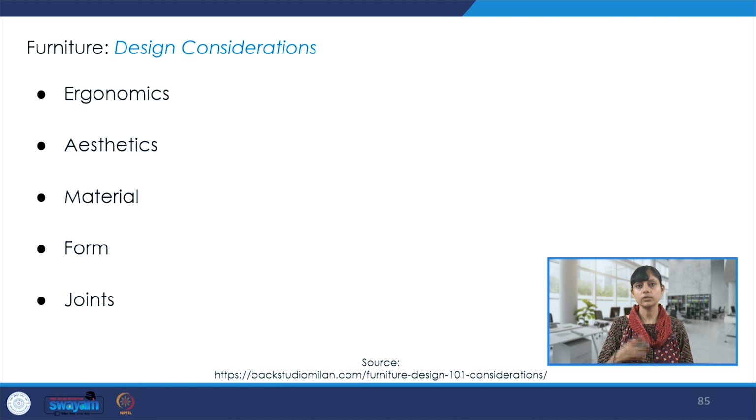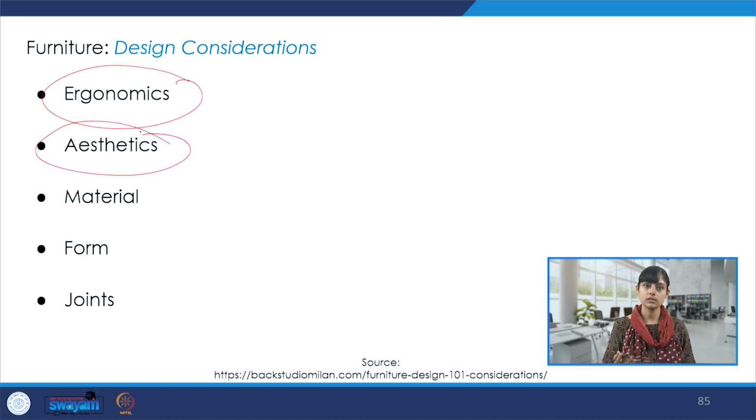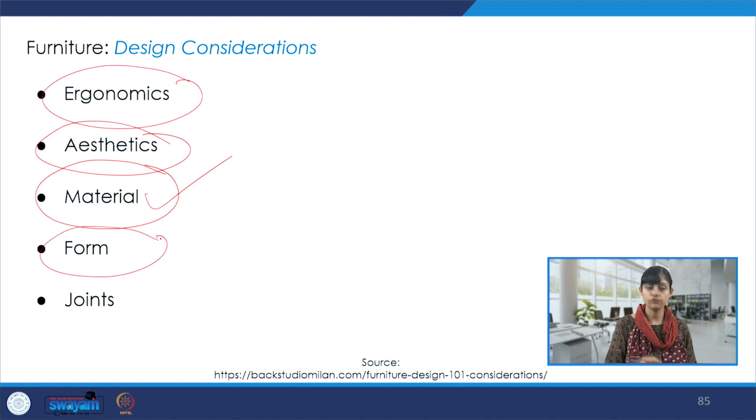And some of the important design considerations when we talk about furniture: ergonomics, very, very important. It has to be comfortable, it has to support human dimensions, it has to take care of the load, it has to have a certain form and certain edges that are comfortable. Then, of course, the aesthetics, the material aspect, which materials have been used to make the furniture, what is the overall form like, and how the joinery is taken care of.